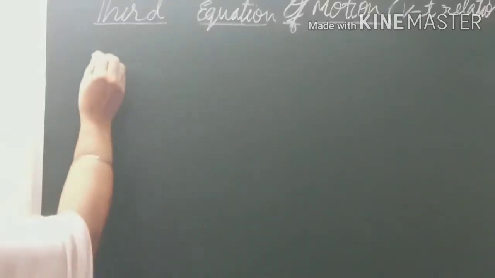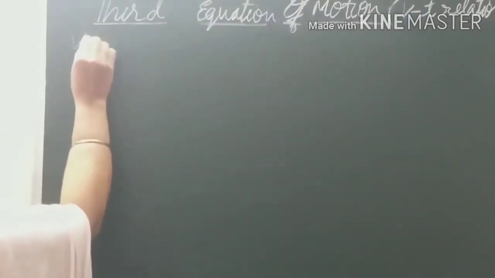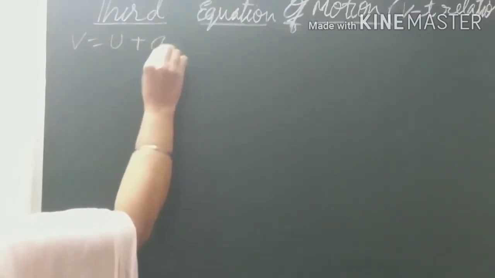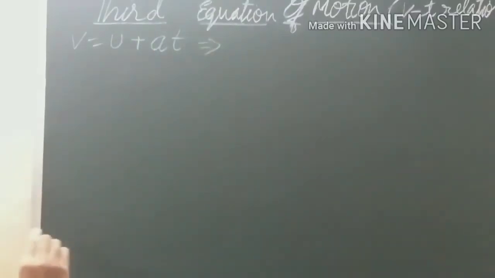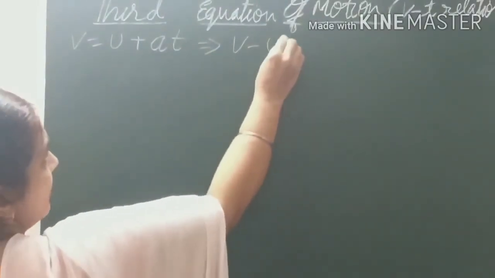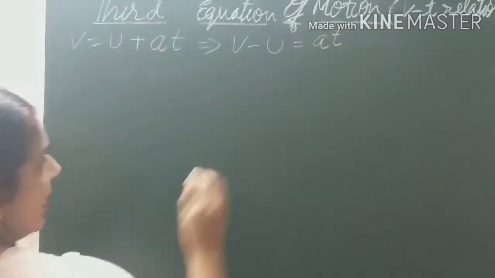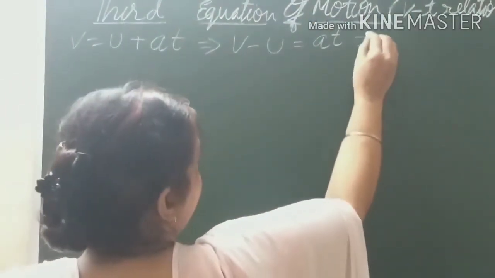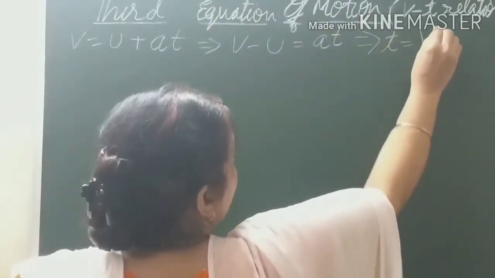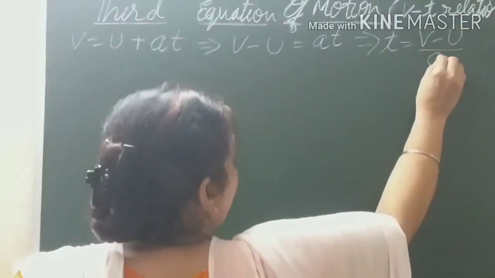So पहली equation जो थी, that is v is equal to u plus at, तो यहाँ हम t की वैल्यू फाइंड आउट करेंगे और उस वैल्यू को we will put in the second equation of motion. So first we will find out the value of t from the first equation. First equation is v is equal to u plus at. And we can rearrange and write it like this: v minus u is equal to at. Or we can write t is equal to v minus u upon a.